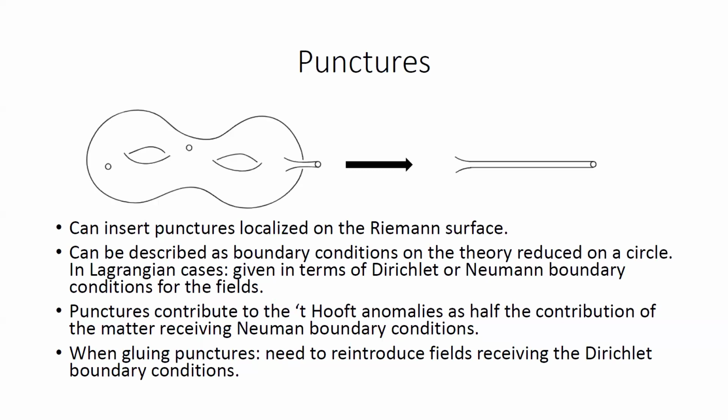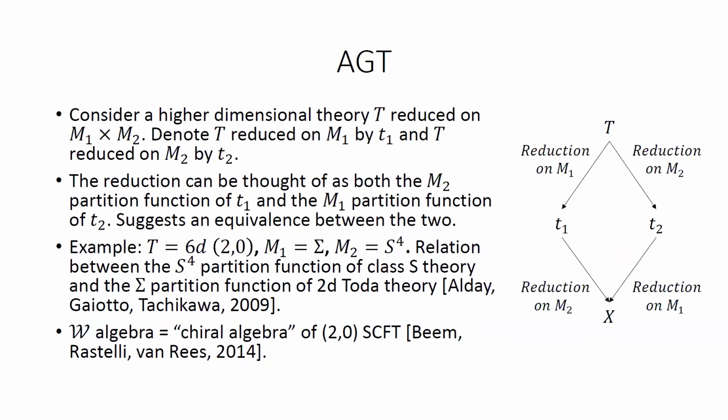All right. Finally, I want to come to the AGT relation, which, as I said, will play some interesting role in this talk. So what is the AGT relation? To illustrate this, I'm going to consider some higher dimensional theory that I'm going to call T. I'm going to reduce it on a product of two manifolds, M1 and M2, so that they fill the entire spacetime of T. I can do this reduction in two steps. I can reduce first on M1, which gives some theory that I'm going to call T1, and then I can reduce T1 on M2. This last reduction can be thought of as the partition function of T1 on M2.